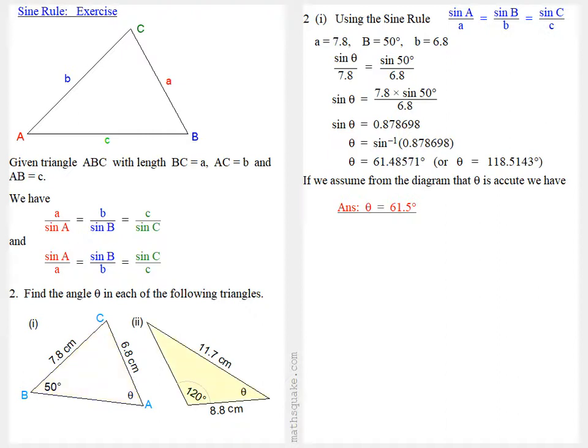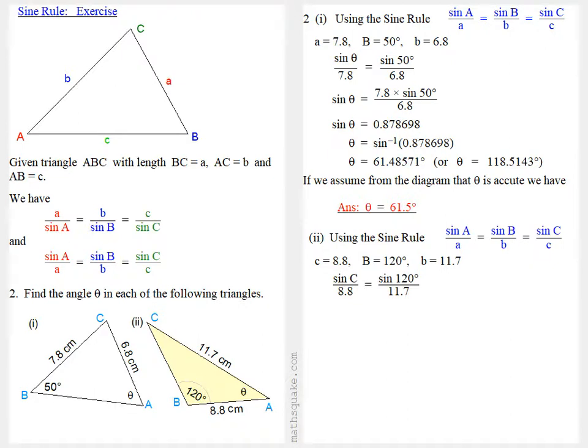In part 2, we've got a triangle with sides 11.7 centimeters and 8.8 centimeters and an angle of 120 degrees. Now, the angle theta is not opposite one of the sides we know, so we'll have to start by working out the angle C. Using the sine rule, sine A over A equals sine B over B equals sine C over C. Now we have C is equal to 8.8 centimeters. The angle B is 120 degrees, and the side B is 11.7 centimeters.